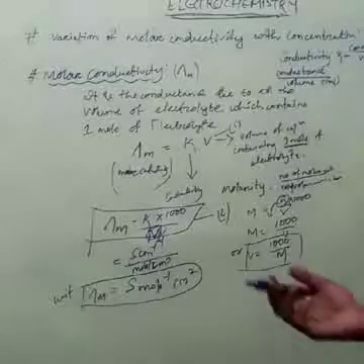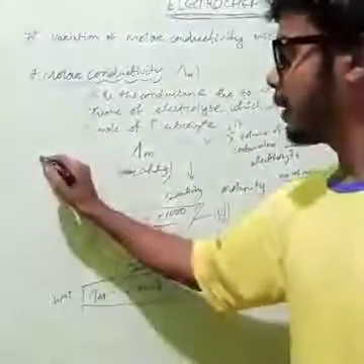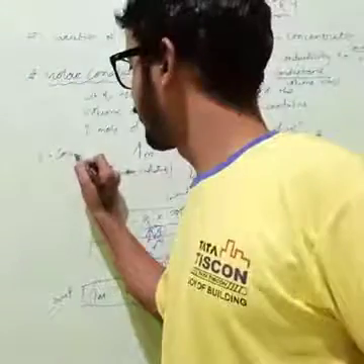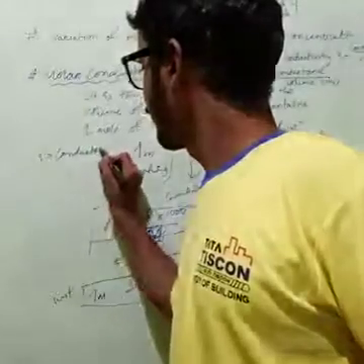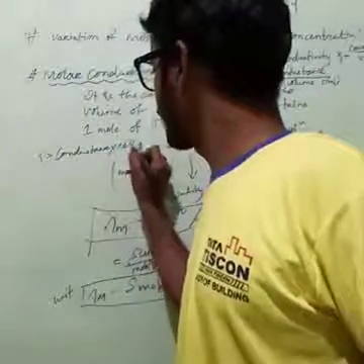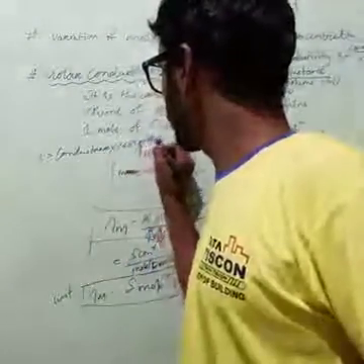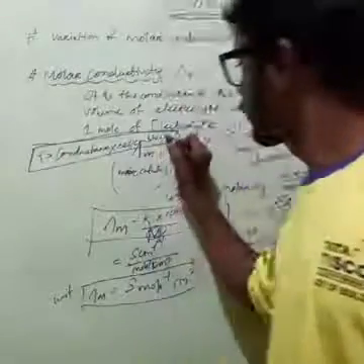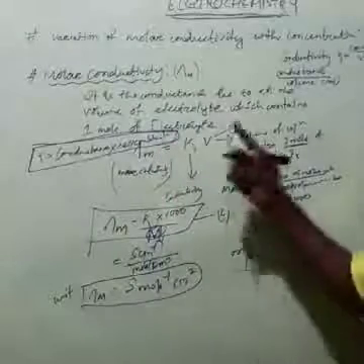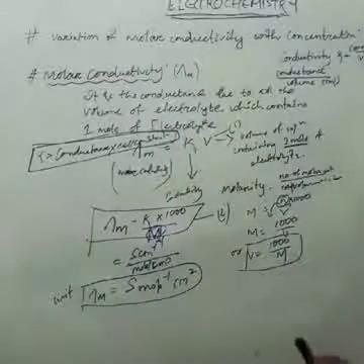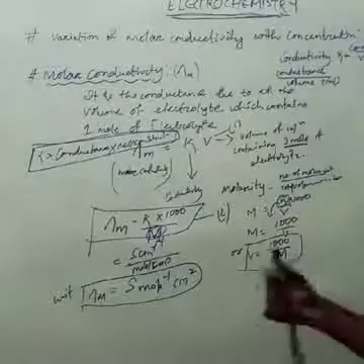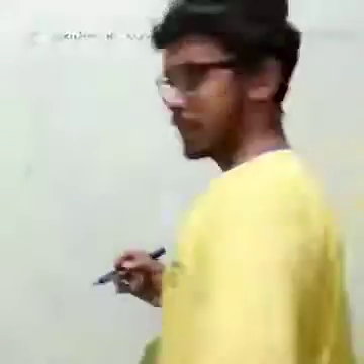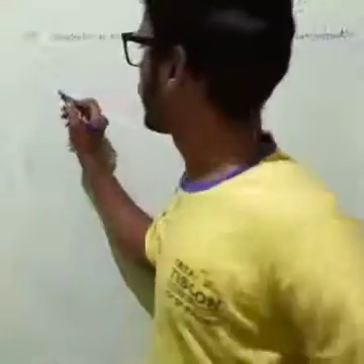And also, we know what kappa is. Kappa equals conductance into cell constant. This is a very important formula from the last class. Note it: molar conductivity. Next we will go to the equivalent conductivity. Okay, let me clean. Next, note equivalent conductivity.